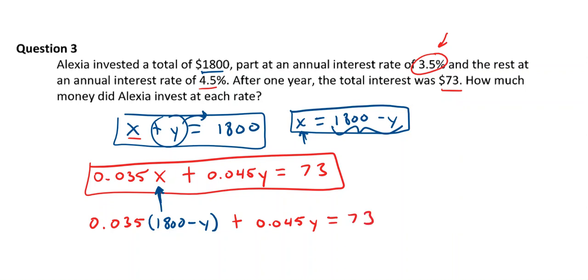I know there's decimals here, but it's all the same steps. We just need to bring out the calculator. I've got those brackets, so I need to distribute that out. 0.035 times 1800 is equal to 63. So that's 63, and then minus 0.035y, and then plus 0.045y is equal to 73.